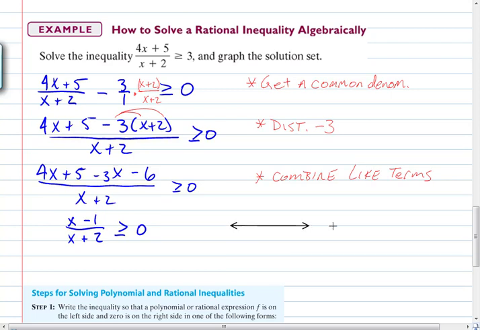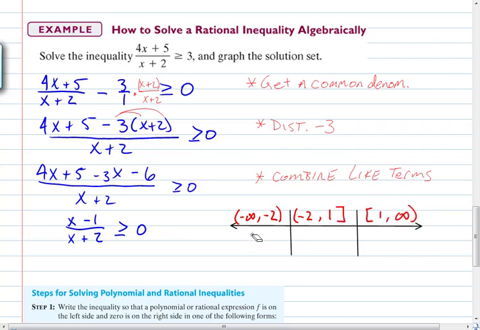How many critical points am I going to have? 2. What are they? We have 1 and -2. Which one goes first? This first interval goes from where to where? -infinity to -2, parenthesis or a bracket, because that came from the denominator. And this goes from -2 to 1, parenthesis or a bracket. Good job. And then finally 1 to infinity.